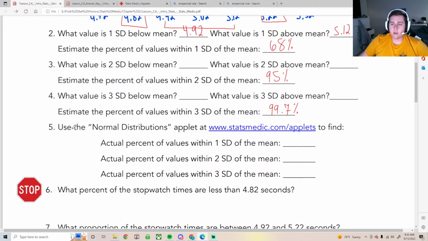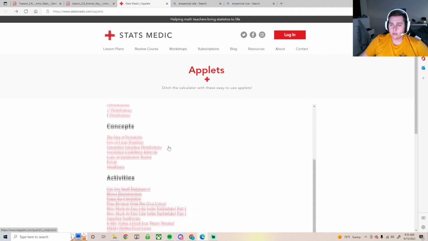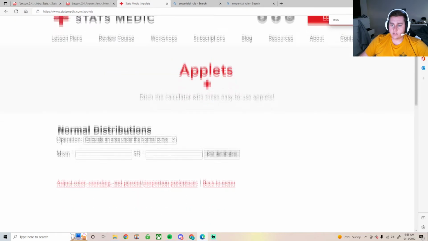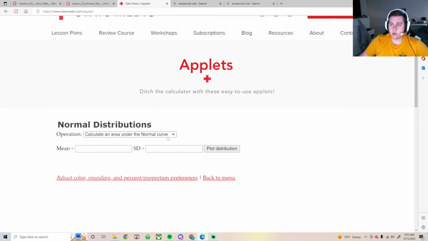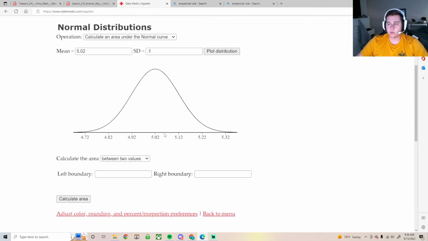And then right here, use the normal distribution applet, which is this link, which I've already pulled up, and you click on the normal distributions thing. So you go here, normal distributions, and this is calculate the area under the normal curve. In this case, our mean was 5.02. Our standard deviation was 0.1. We plot it. So here is our normal distribution. This is the curve that we just made.